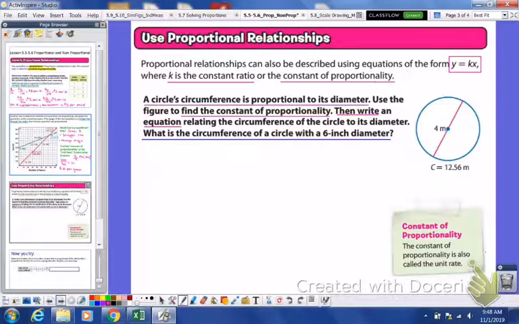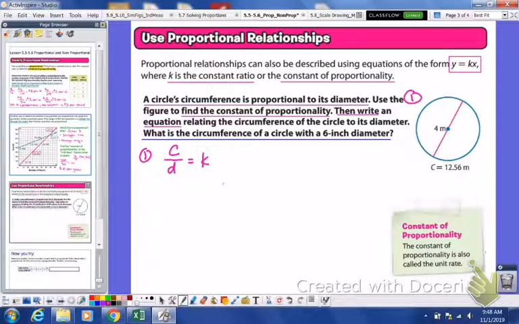First off, use the figure to find the constant of proportionality. So this is part 1. When we are finding our constant, we're told that circumference is proportional to diameter. So C is proportional to diameter, which is going to give us our constant of proportionality, which is K. Remember, K for constant.